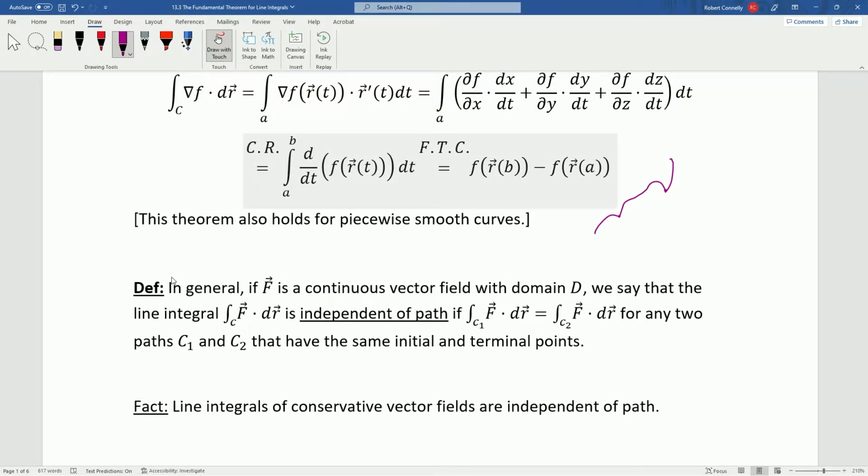Okay, so definition in general, if f is a continuous vector field with domain D, we say that the line integral of f dr is independent of path if the line integral over the curve C1 of f dr equals the line integral over the curve C2 of f dot dr for any two paths C1 and C2 that have the same initial and terminal points.